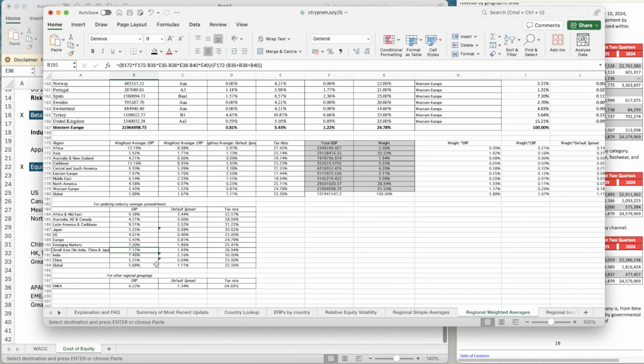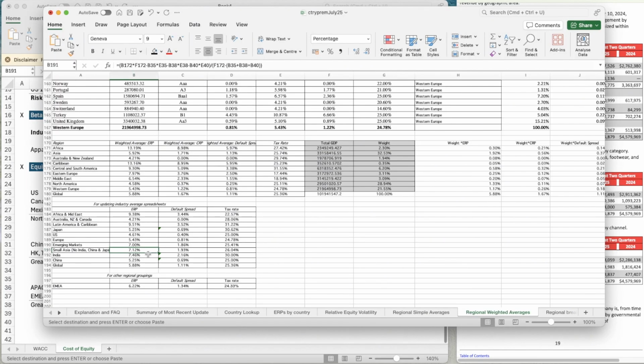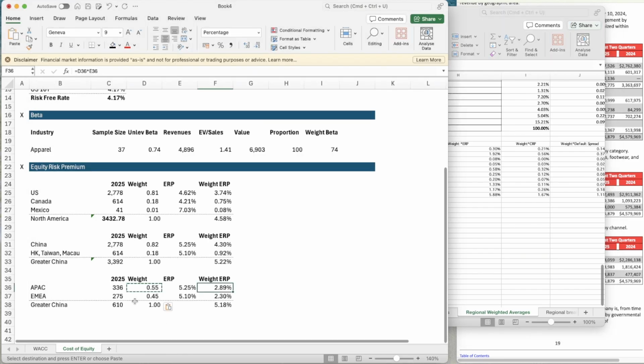So, small Asia, 7.12%. It doesn't include Japan. Oh, it doesn't matter, I think that's fine. Oh, but does it include Australia? Is there a better way we can do this? Okay, well this one's fine. 6.22% for EMEA.